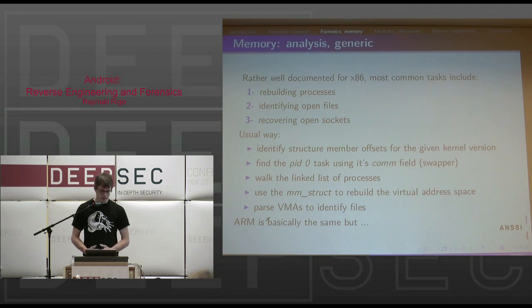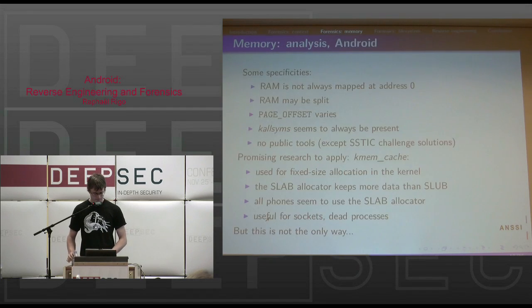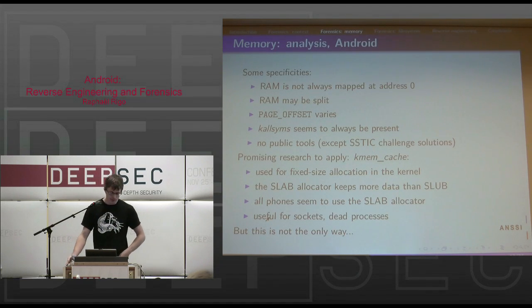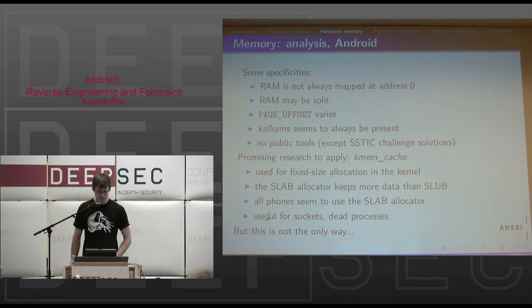On ARM, it's basically the same. Well, it's based on Linux, so there shouldn't be major differences. But in practice, you have some difficulties that arise. First, the RAM itself is not always mapped at address 0. On x86, you just access the RAM beginning at 0 until, well, the end. There, the RAM may be mapped at any address and may be split. That is, there is not a single continuous block of memory to access the physical memory, so you have to be careful of handling the different gaps you could find in there.